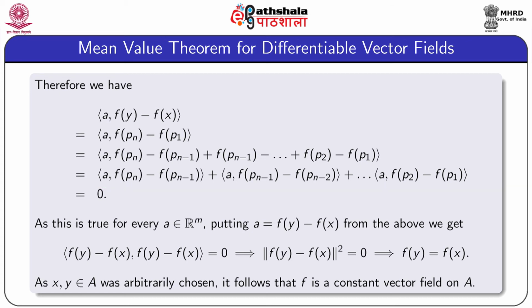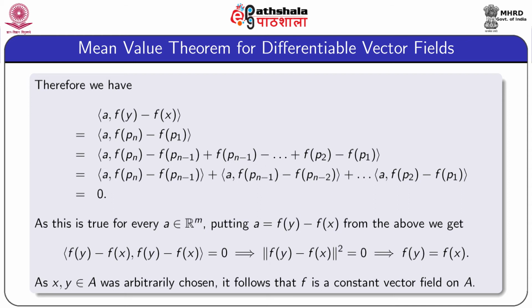As this is true for every a in Rm, we put a equal to f y minus f x, and from the above we get inner product f y minus f x with itself is 0. That is, norm of f y minus f x squared equals 0. So, f y minus f x norm equals 0. So, f y minus f x is the 0 vector, that is f y equal to f x.